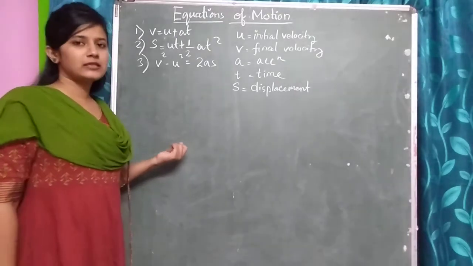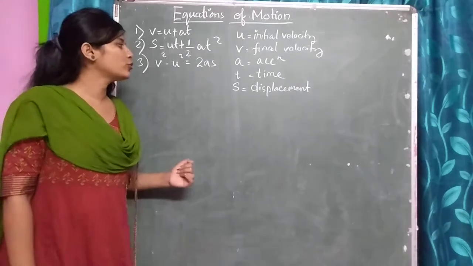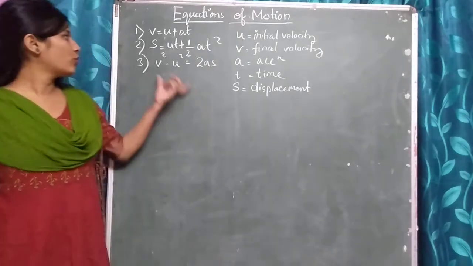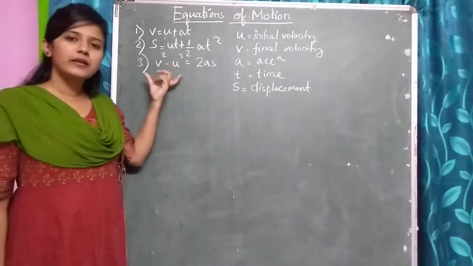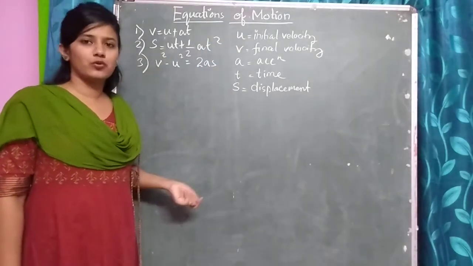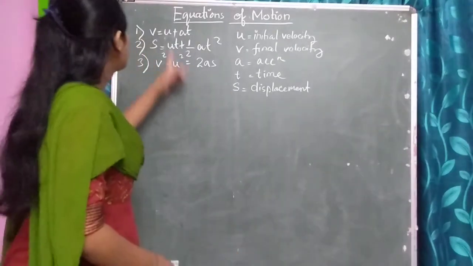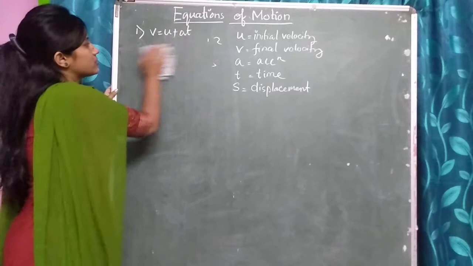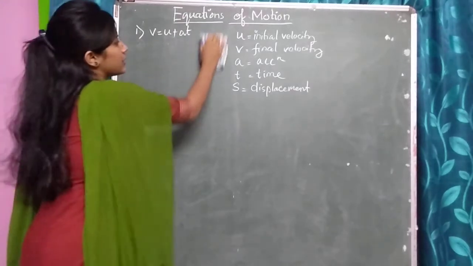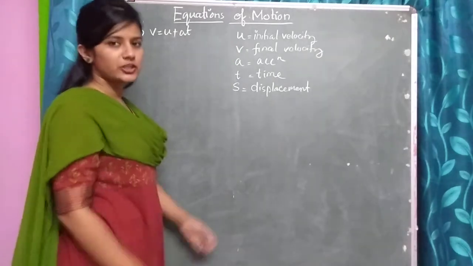So let us derive the first equation, that is V is equal to U plus AT. So you go through these three equations, remember these equations and what the symbols denote. That is also important. So let us move to prove the first equation, that is V is equal to U plus AT. As I have represented here, U is the initial velocity.